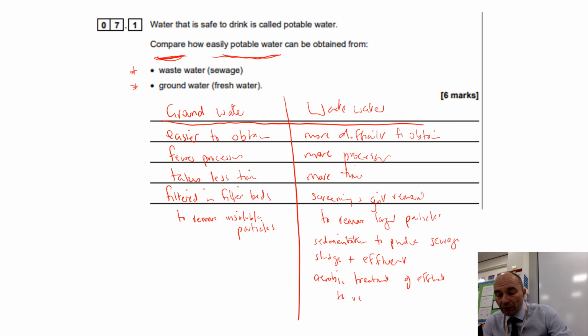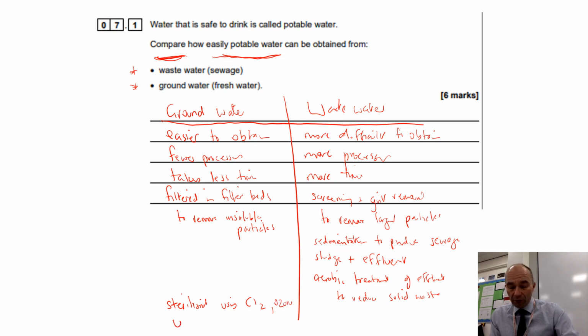And that reduces the solid waste. So you can see already there's a lot more processes going into making the wastewater cleaner, and we still haven't finished. So the groundwater is sterilised, and normally we can use chlorine to do that, low concentration. We might use ozone, or we might use UV light, and that kills the bacteria. At this point, our groundwater is going to be safe to drink.